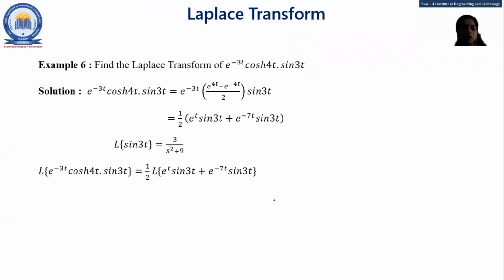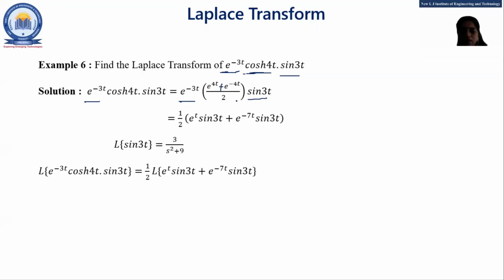See, this is the last and most important example. Find the Laplace transform of e raised to minus 3t cos hyperbolic 4t and sin 3t. When an exponential term and a hyperbolic term are there, you have to convert your hyperbolic term into the exponential term. So e raised to minus 3t, keep it the same. Cos hyperbolic 4t, we may replace by e raised to 4t plus e raised to minus 4t by 2. This is a plus sign, students. And sin 3t, keep it the same, right?